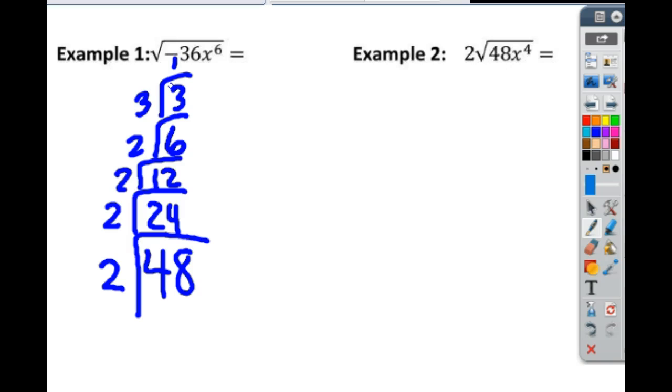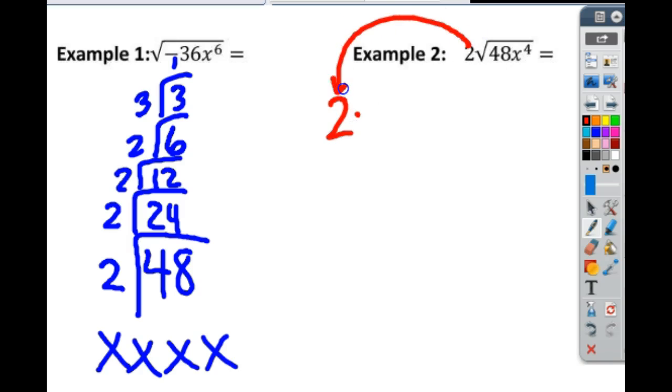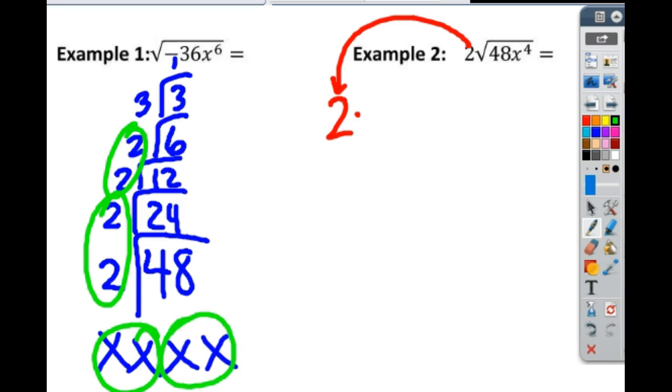Okay, so here we have that all expanded out, and I'm going to write my 1, 2, 3, 4. That's the x to the 4. Okay, here's the 2 that's out in front. Since this is a square root, I'm making groups of 2. So I have a group of 2 and another group of 2. Group of 2, another group of 2, and what's left over?